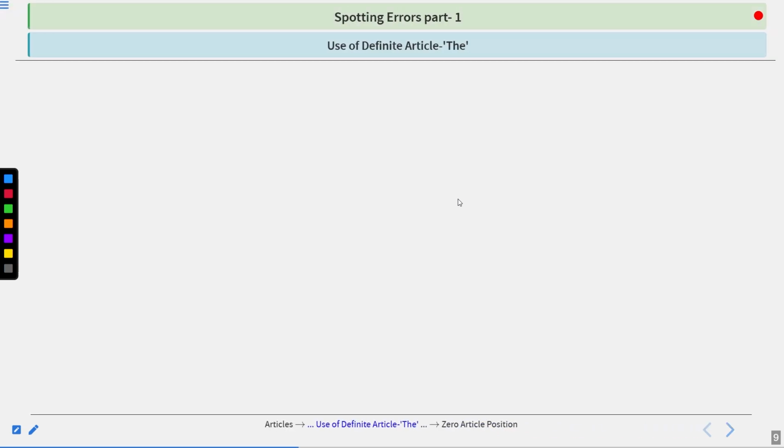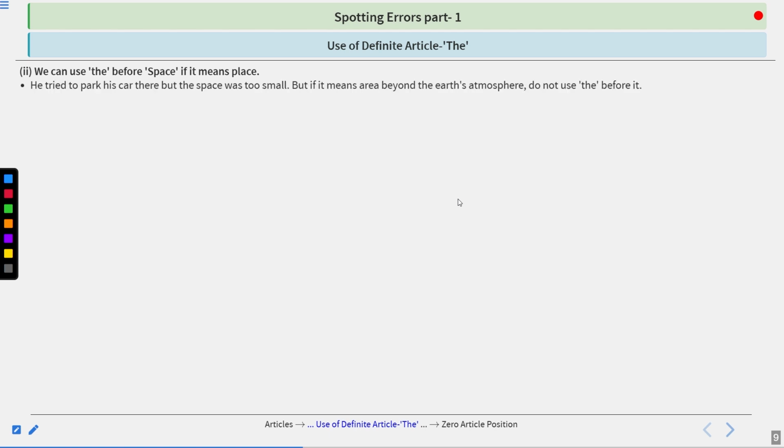Use of definite article "the". We can use "the" before space if it means place. He tried to park his car there, but the space was too small. But if it means the area beyond the Earth's atmosphere, do not use "the" before it. Example: there are lakhs of stars in space.